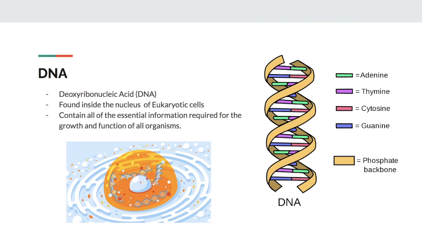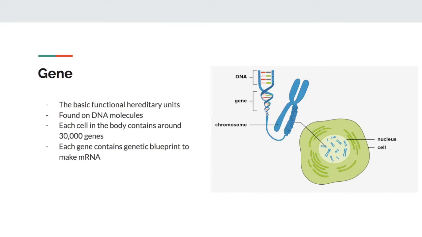For eukaryotic cells, most DNA is found inside the nucleus, which is referred to as the command center of eukaryotic cells. Genes, on the other hand, are the basic functional hereditary units, and there are many genes found on a single DNA molecule. Each cell in the body contains around 30,000 genes.